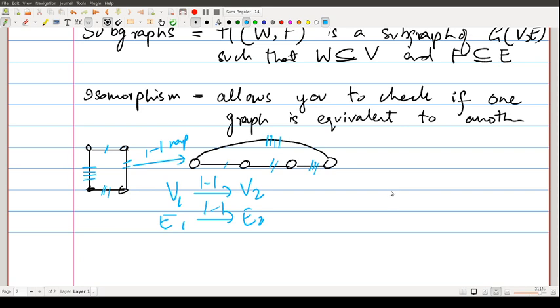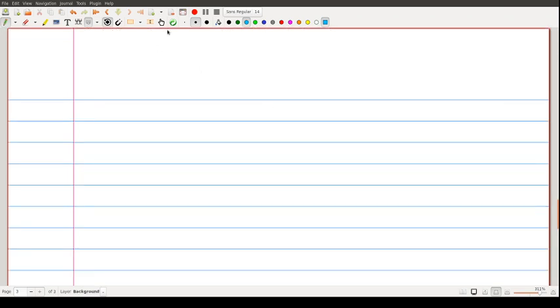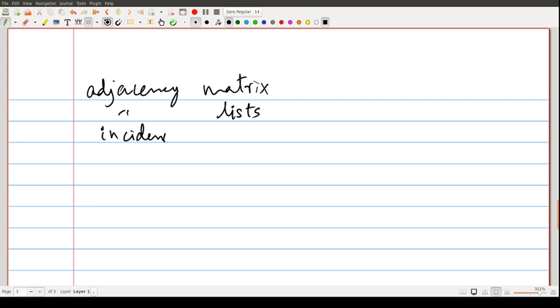I've already talked to you about adjacency lists. There are adjacency matrices. There are other ways of representing graphs as well. There's an adjacency matrix that I've already talked to you about. Other than that, there's also things called adjacency lists and incidence matrix, right?